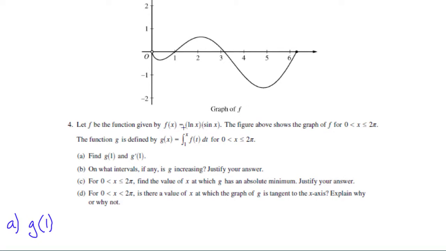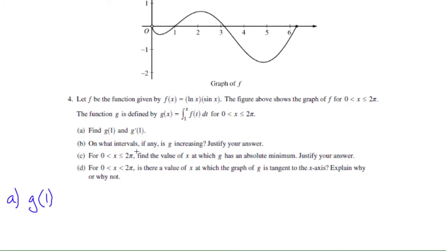G of 1. So G is defined by this accumulation integral of f of t, and F of t is actually defined by natural log of x times sine of x, so it's kind of a hard function. I need to find G of 1. Notice that it's problem number 4, which means you have no calculator. So G of 1, I'm going to have to actually plug in 1 here, so it's going to be the boundary between 1 and 1 of f of x, which is going to be what? 0? 0, yeah. So this boundary between 1 and 1 of f of t dt is 0.